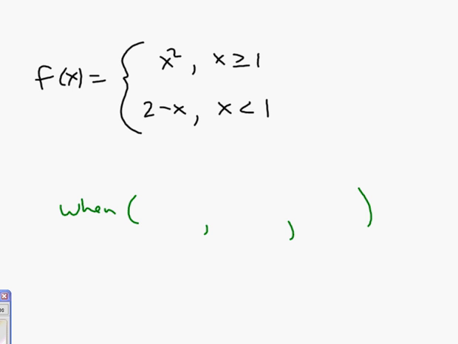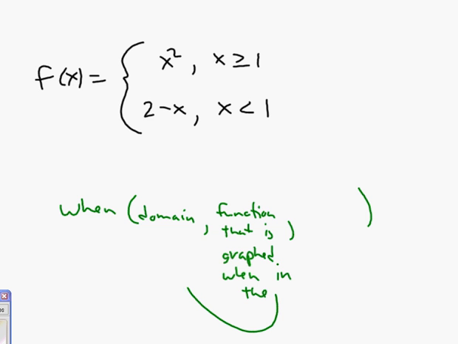Okay, so the first input here is a domain, sometimes called a condition. The second input is the function that is graphed when in the domain. Okay, so sometimes you could think of it this way: whatever x values are in this domain here, those x values go with this function only.